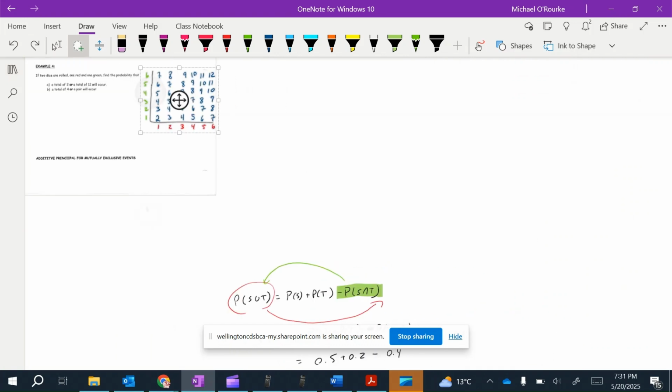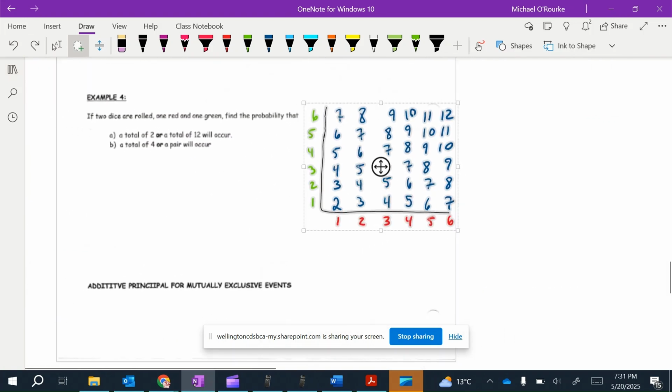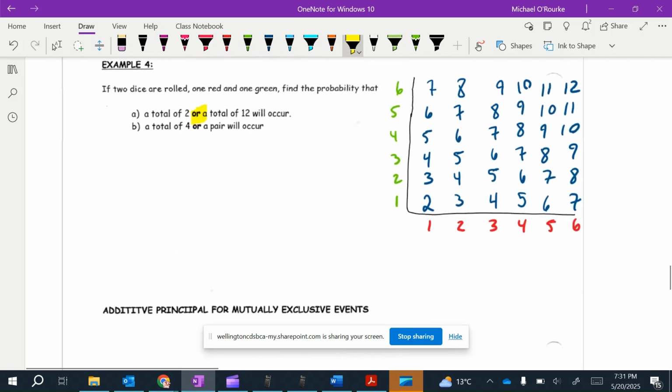Okay. So, if we look here, the question is, and all the questions are going to want you to look for keywords. In this case, the keyword is OR. So we roll two dice, one red, one green. Find the probability a 2 or a total of 12 is going to show up. So what I'm going to do here now is highlight a total of 2. That's just that one. And then I'm going to highlight my total of 12, which is this one.